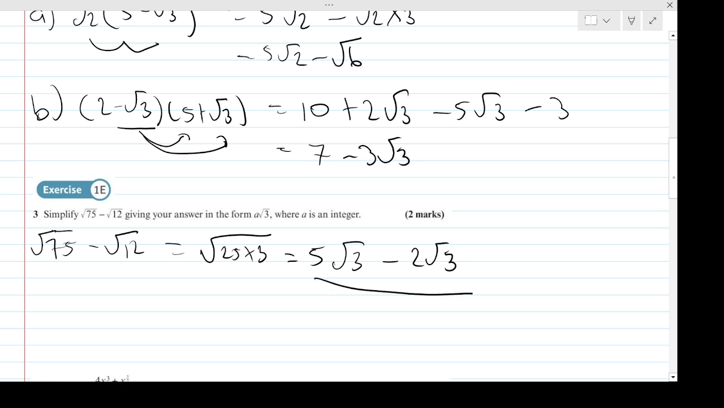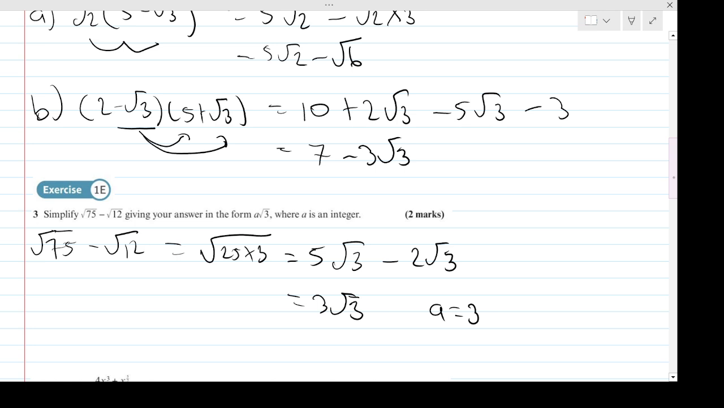We can actually work with this now. We can simplify it because they're both in terms of root 3 now. So now I have 5 lots of root 3, take away 2 lots of root 3. That's 3 lots of root 3. Okay, and there we are. It said to put this answer in the form a root 3. If we compare, clearly a has to be the 3 outside. And there we are.